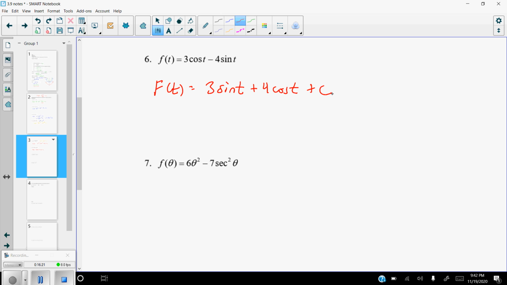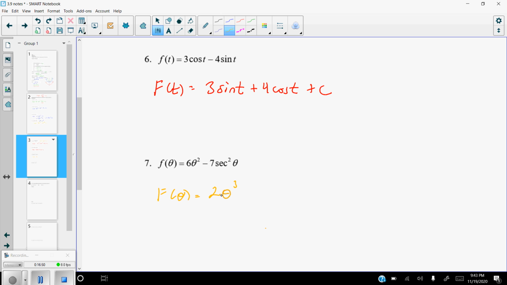It's the same process, just like it is in number 7. The fact that the variable here is a theta doesn't change anything. It's just another variable. So we treat it as such. So 6 theta cubed will add 1 to the exponent. I'm sorry, 6 theta squared. We add 1 to the exponent and get theta cubed, and then divide the 6 by the new exponent 3, and we get 2.